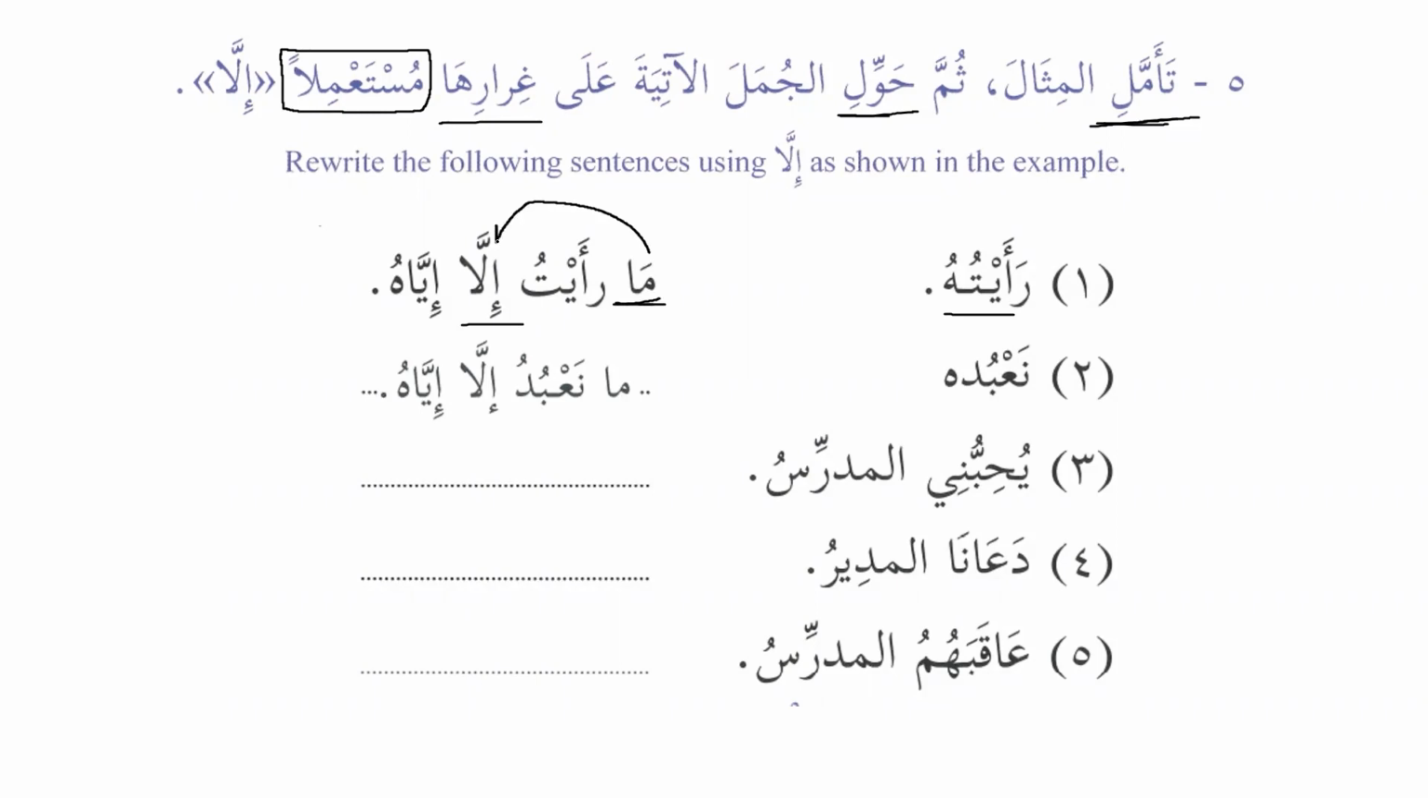And there is also the combination of la and illa, but we know that with the past tense, here we have to use the construction of ma and illa. Yuhibbuni al-mudarrisu. The teacher likes me. Ma yuhibbu al-mudarrisu iyaya. Excellent. Illa iyaya. Yeah. Excellent. Ma yuhibbu al-mudarrisu illa iyaya. And the teacher doesn't like anyone else except me.